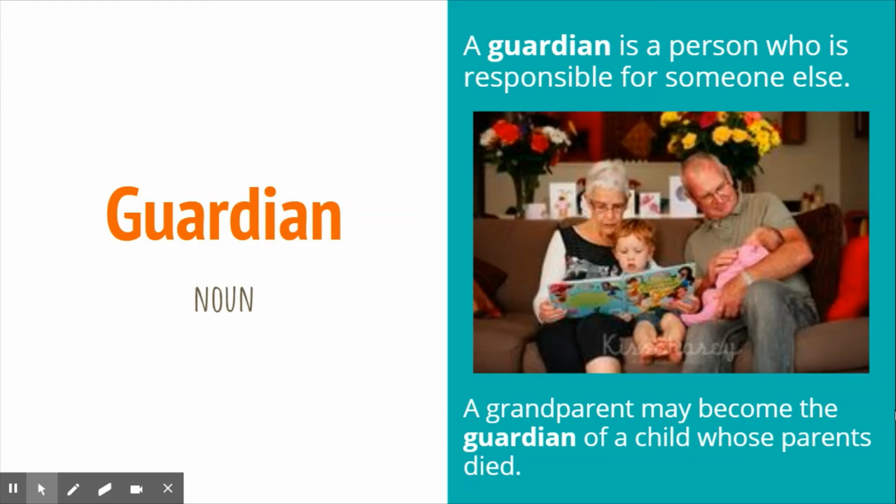Look at the illustration. The grandparents, right? A grandparent might become the guardian of a child whose parents died. Let's read the sentence together. A grandparent may become the guardian of a child whose parents died. So a guardian is somebody that looks after someone else, instead of the parent. Or, when you're fostering a pet, you are the guardian of that pet. So you could also be a guardian of a thing, okay? Somebody that watches after somebody else that doesn't necessarily belong to that person.